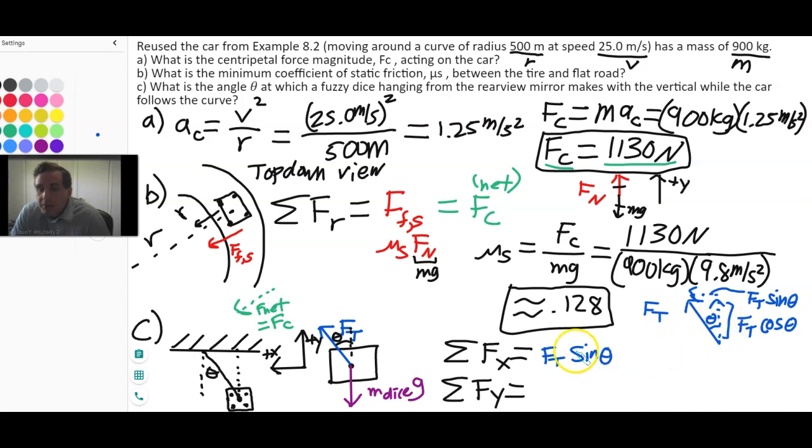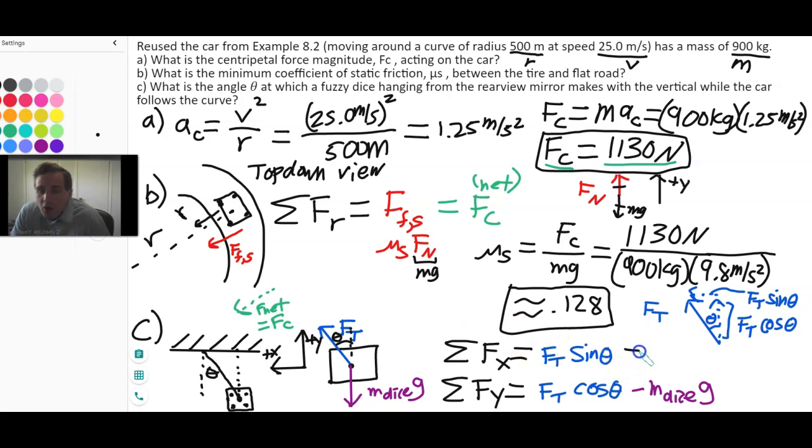And by the way, because I have the blue color out, why don't I just label in the y direction, the positive y direction is Ft cosine theta. Okay. Now, in the y direction, I think the only other force is the downward force due to the weight. So that's minus m dice times g. And let's go ahead and see what this equals to.